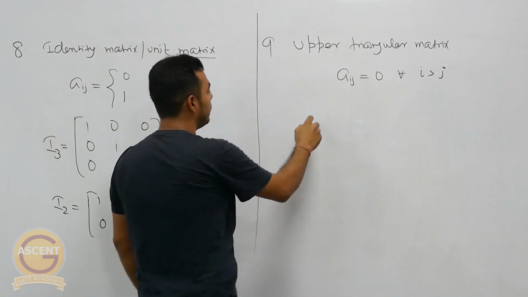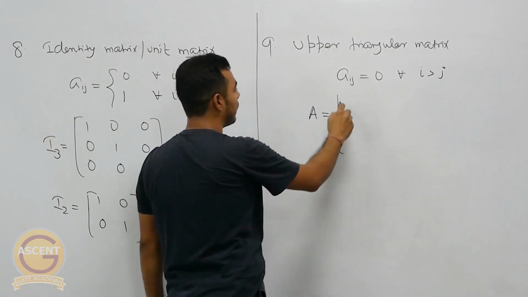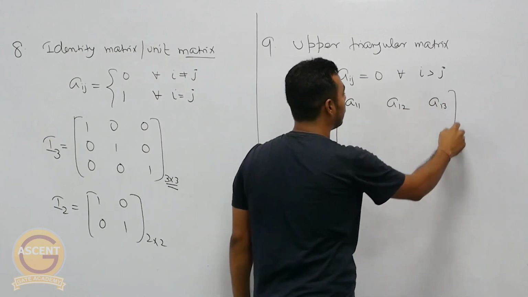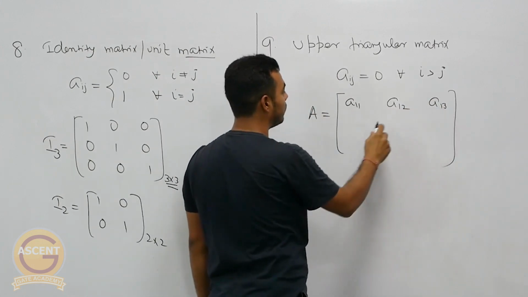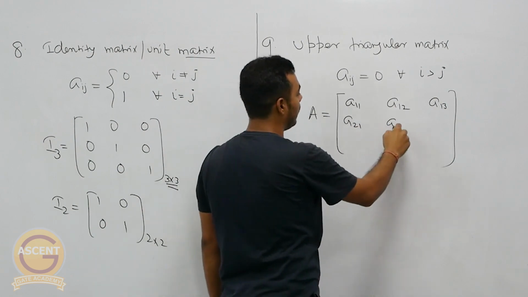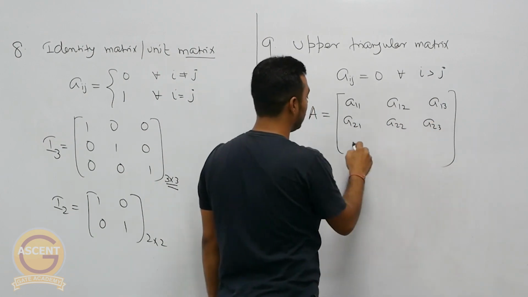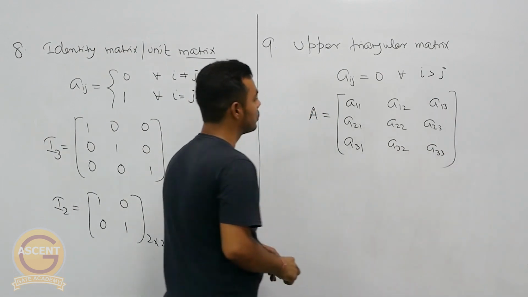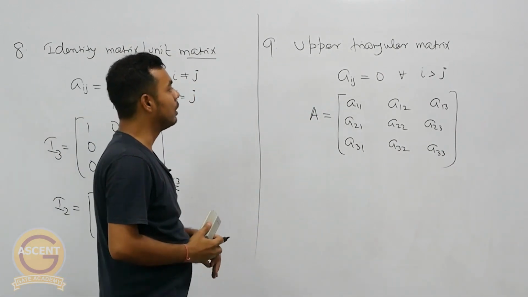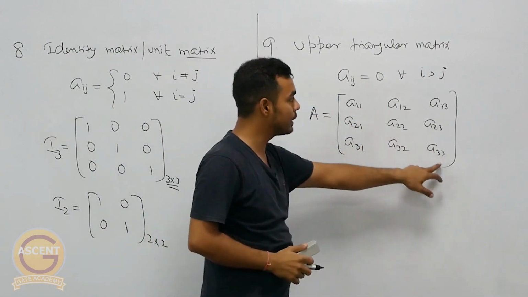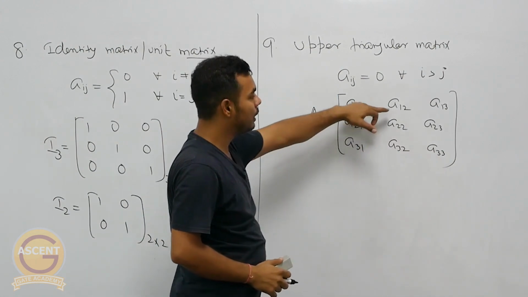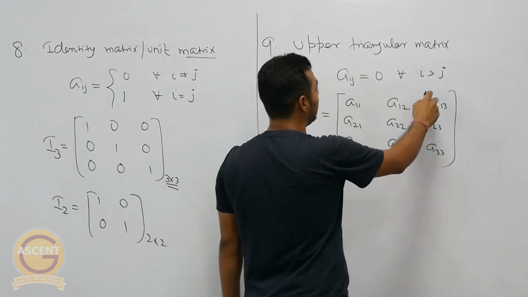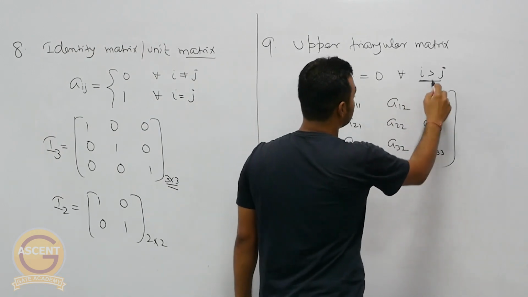Now let me again explain this with the help of one example. Suppose I have a matrix of order 3 into 3, then this will be the first row a11, a12, a13. The second row will be a21, a22, a23, and the third row will be a31, a32, a33. So these are the three rows. Now you can see that for diagonal elements i and j are the same. For off diagonal elements i and j are different. Now for upper triangular matrix the condition is that aij will be 0 when i is more than j.